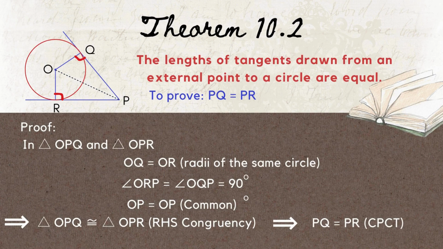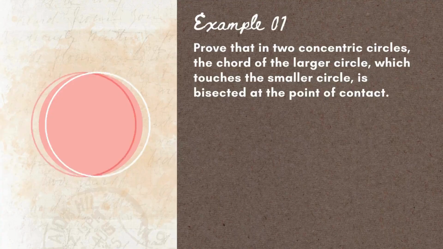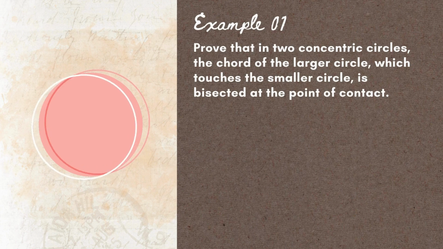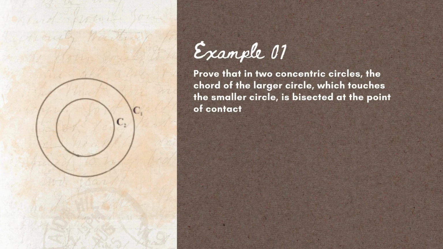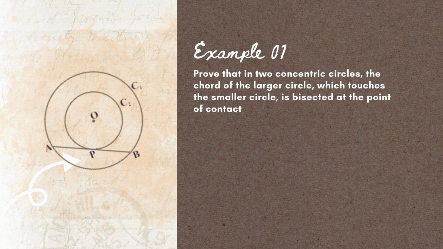To understand the concepts better, let's go through a few examples. The first is we are given two concentric circles C1 and C2. There's a center of these circles which is O, and a chord AB of the larger circle C1 touches the smaller circle C2 at the point P. We need to prove that AP is equal to BP.